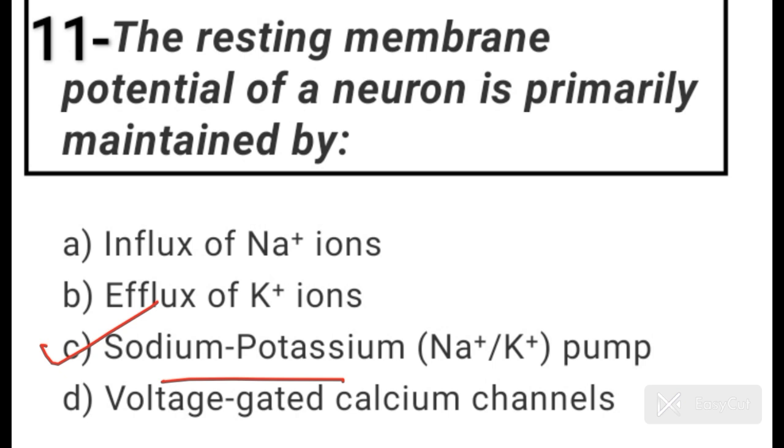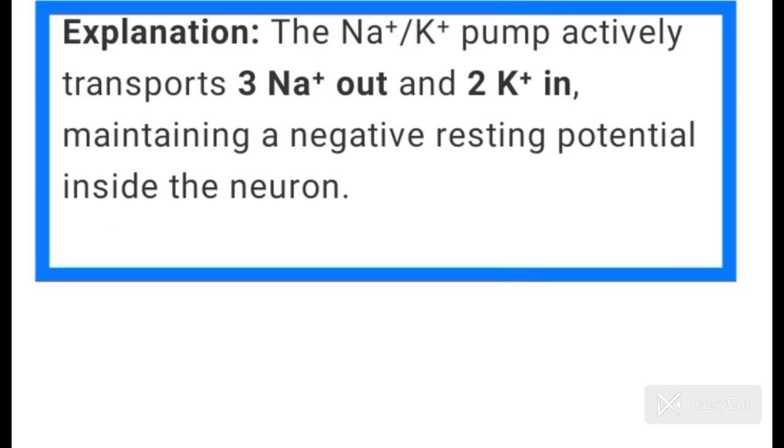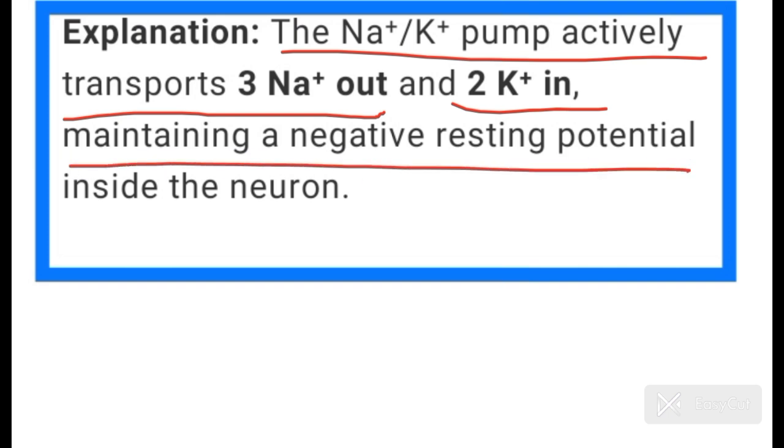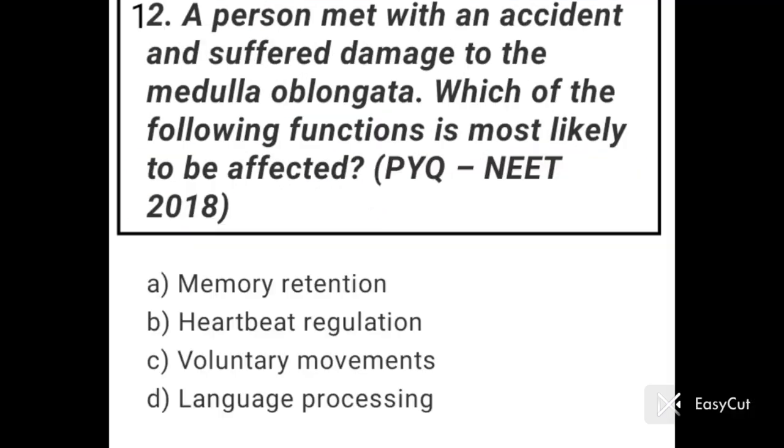and muscle contractions. It also helps in maintaining the cell's resting potential. The sodium-potassium pump actively transports 3 sodium ions out and 2 potassium ions in, maintaining a negative resting potential inside the neuron. Now come to question number 12. A person met with an accident and suffered damage to the medulla oblongata. Which of the following functions is most likely to be affected?